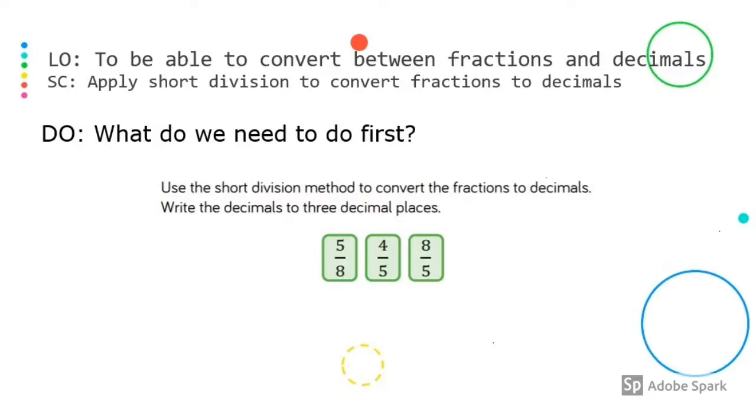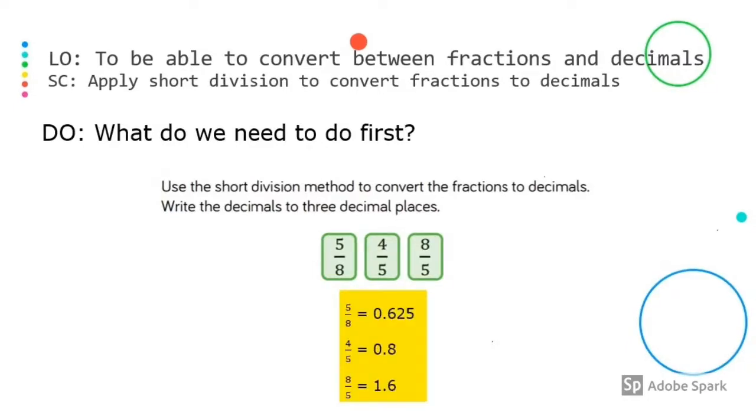On the next slide, you'll see the answers to all 3 fractions. I'd like you to have a go at all 3 and then you can check your answers. Pause the video now to continue working out these questions. Hopefully, you worked out that 5/8 equals 0.625, 4/5 equals 0.8, and 8/5 equals 1.6.